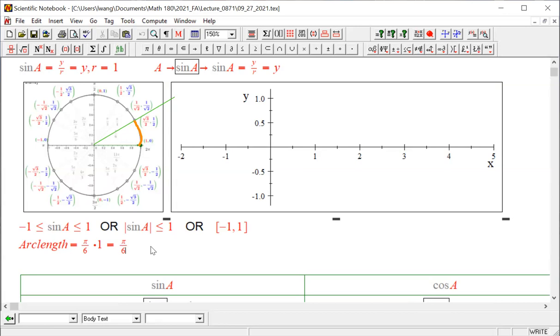Okay, this fact is also used in calculus. So the value of this arc length and the angle, which is pi over 6 radian, happen to be the same value, but in different unit. Do you guys follow me? Same value, but in different unit.